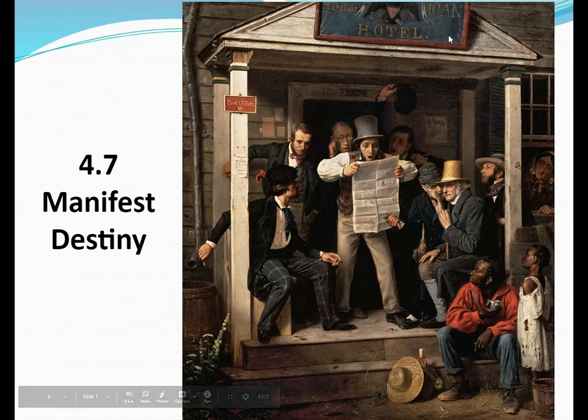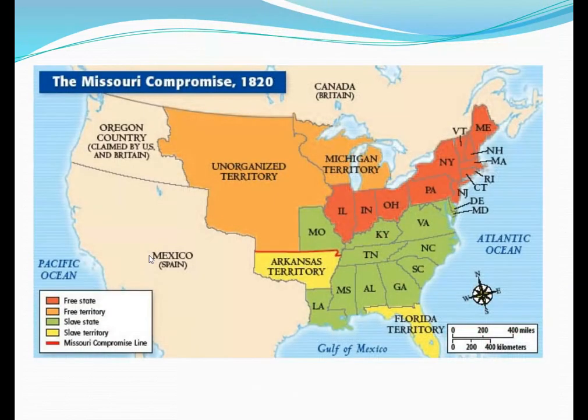Also, our artist has attempted to be a little heavy-handed with the symbolism. He has placed all of his characters on the front porch of something called the American Hotel.